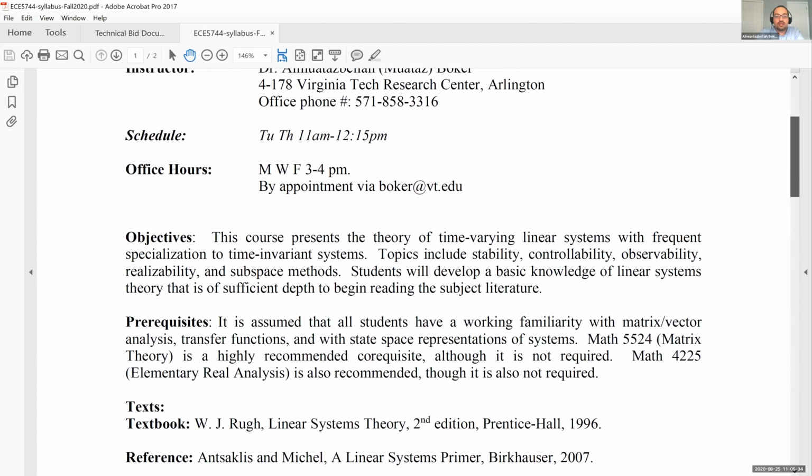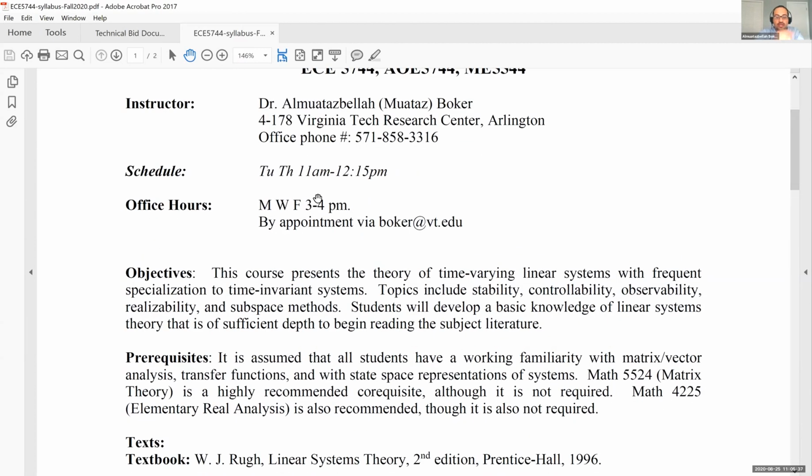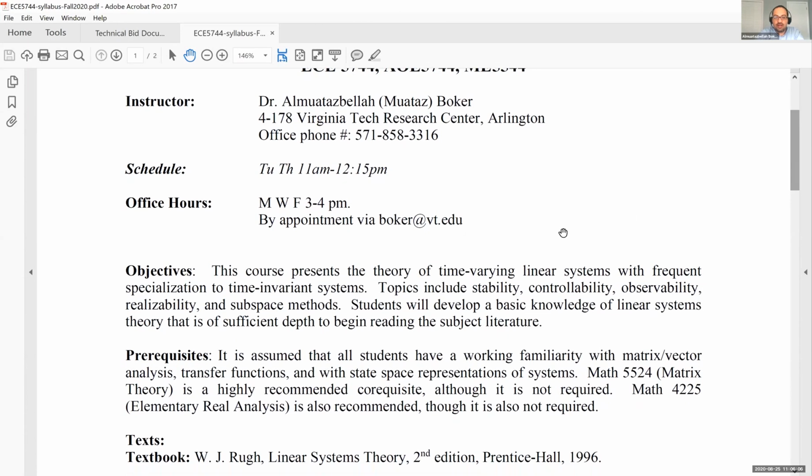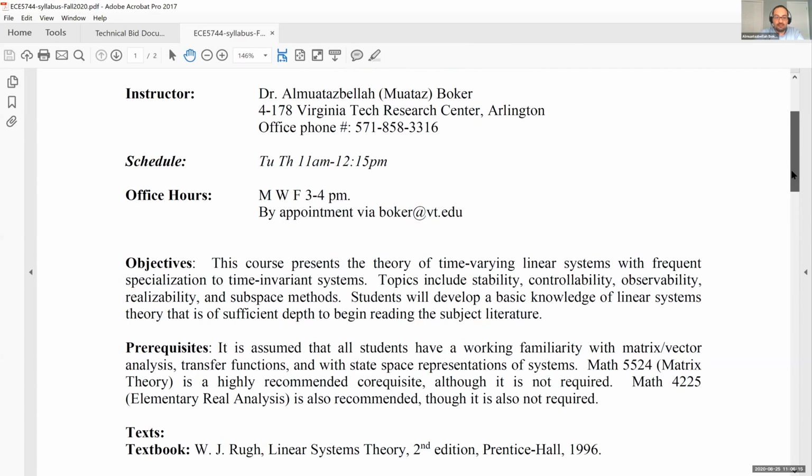So let's go over the syllabus. We are going to meet every Tuesday and Thursday from 11 till 12:15. Office hours are going to be Monday, Wednesday, Friday. I think I need to change this. On Wednesday, I'm going to be available from 4 to 5, not 3 to 4. But Monday, Friday, I'll be available from 3 to 4. The Zoom link is in Canvas. Or you can send me an email at boker@vt.edu at any time, so that we can meet at any mutually convenient time.